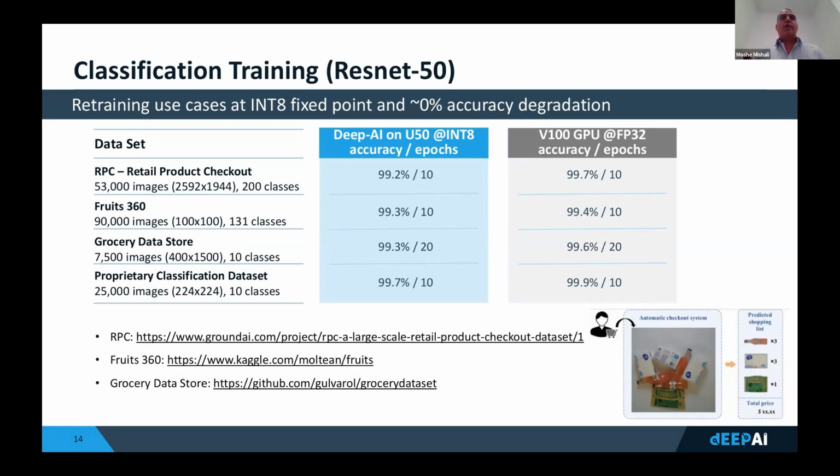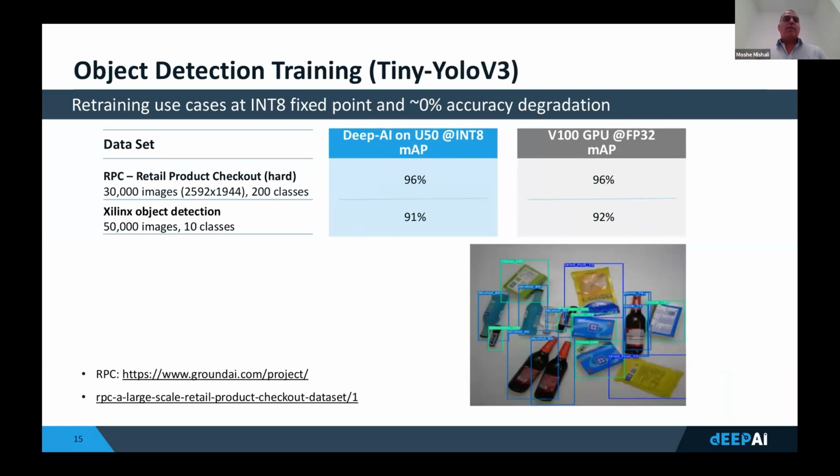So this is for classification, and you can also see that the same goes for detection. Over here, it's a Tiny YOLO v3. Once again, data sets, and you can see that we reach almost or nearly the same accuracy with int8 technology.